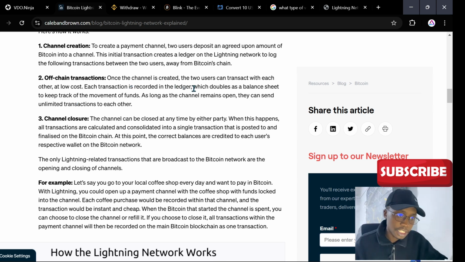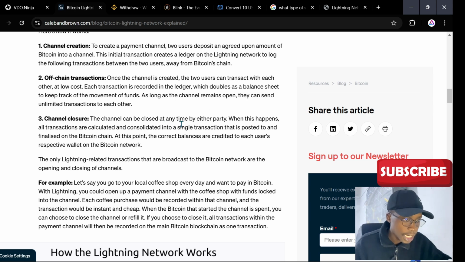Once the channel is created, the two users can transact with each other at a low cost. Each transaction is recorded in the ledger, which doubles as a balance sheet to keep track of the movement of funds. As long as the channel remains open, they can send unlimited transactions to each other. So here is when the channel closes.